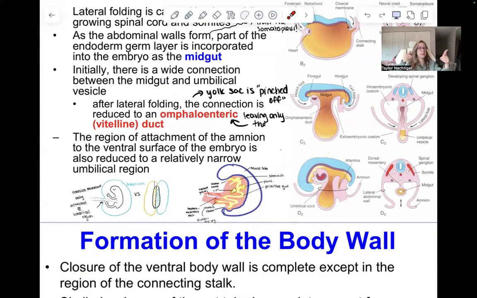So that comes up right at the end of this lecture. Just remember, remnants of the omphaloenteric duct or the vitelline duct can give somebody an appendicitis-like presentation, but in the lower left quadrant of the abdomen instead of in the lower right quadrant.